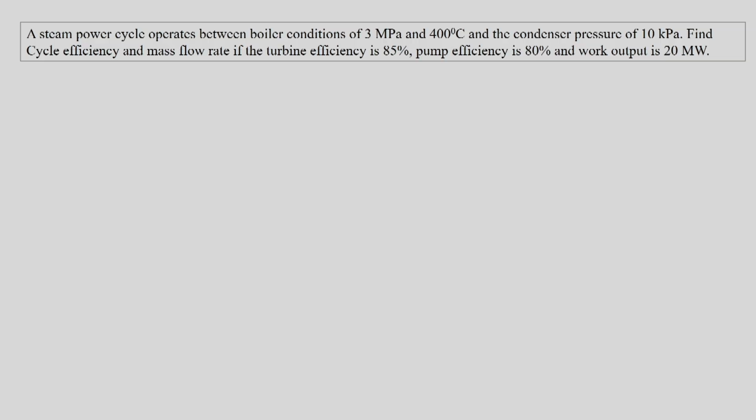This example states that a steam power cycle operates between boiler condition of 3 megapascal and 400 degrees Celsius and condenser pressure of 10 kilopascal. Find cycle efficiency and mass flow rate if the turbine efficiency is 85%, pump efficiency is 80% and power output is 20 megawatt. So again we will do it from scratch, where we will first draw the TS diagram for the cycle, where we will denote all the points 1, 2, 3 and 4.